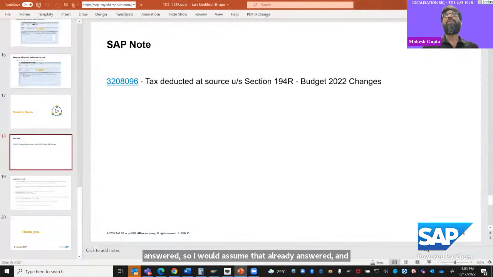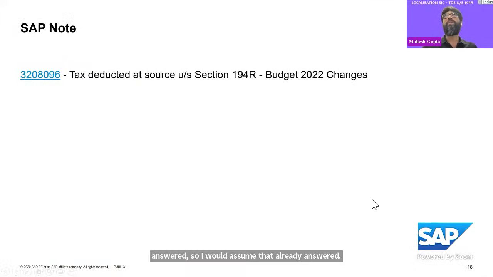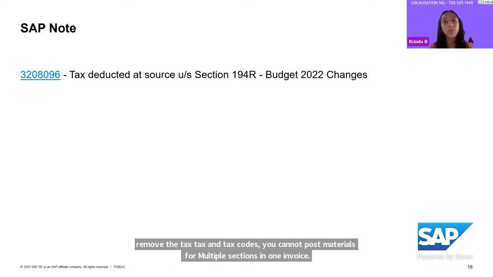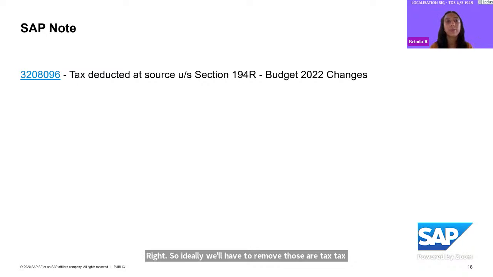The second one is: when we assign the new withholding type in customer or vendor master data, during the invoice posting, does it not have any withholding tax calculation? See, ideally, when you're posting an invoice, you will have to remove the unwanted tax types and tax codes. If an invoice is being posted for a particular section, you will have to remove the other tax types and tax codes. You cannot post TDS for multiple sections in one invoice. So ideally, you will have to remove those tax types and tax codes which are not relevant.